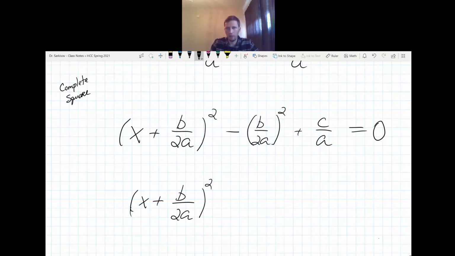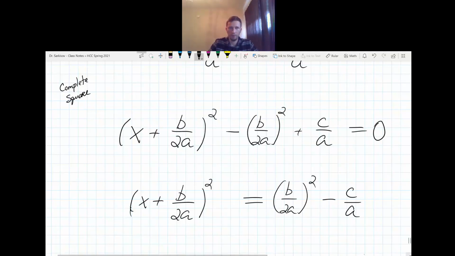Well, eventually it will be, yeah. So how do you make it by itself? Add the b over 2a squared to that side, and subtract the c over a. Okay. Now we isolated the square. Let me write that isolated square. Then we're going to just simplify. From now on, we're going to simplify and solve for x.